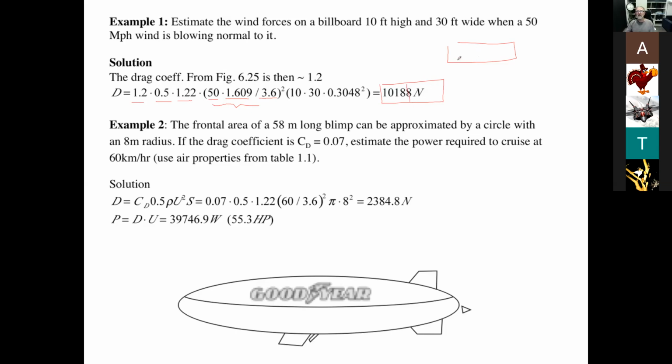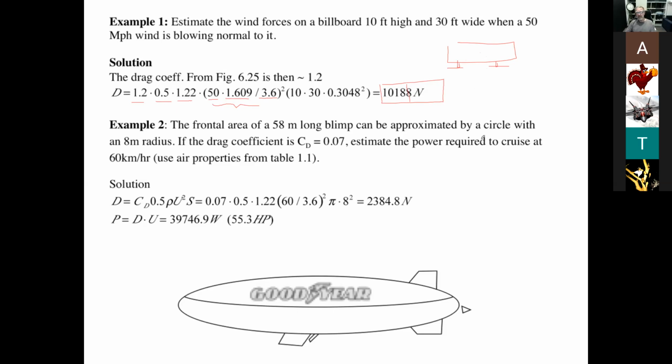Now, civil engineers, you want to have some sign here with a large billboard. You better design the support here, because that's going to be 1 ton of force acting on it. Okay, so wind forces could be very high.